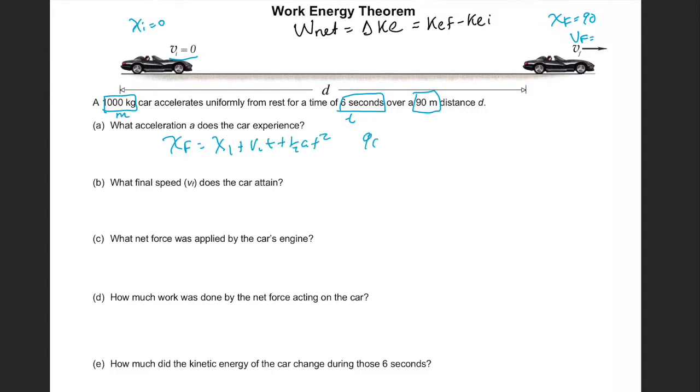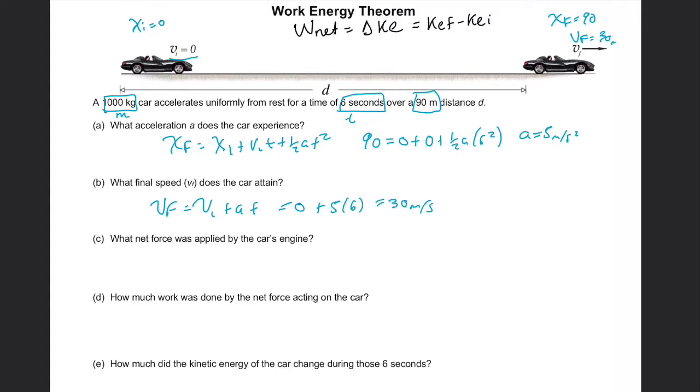Okay, so here we can say 90 equals one half a t squared, and plug in our time as 6 seconds. Acceleration comes out to be 5 meters per second squared. It then asks for the final speed. All right, so our car reaches a speed of 30 meters per second, or about 60 miles per hour.